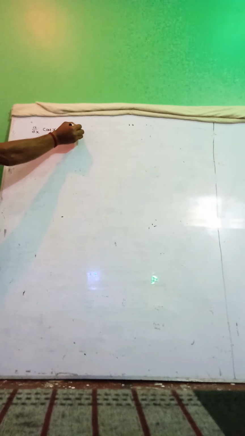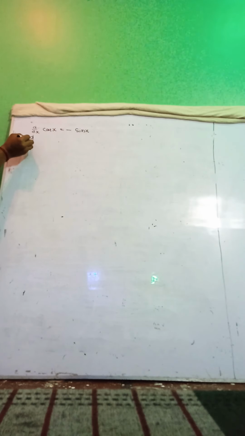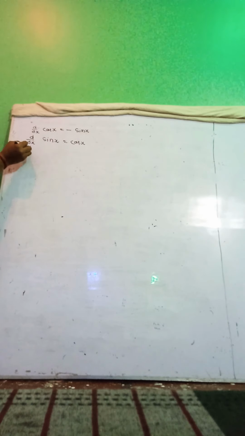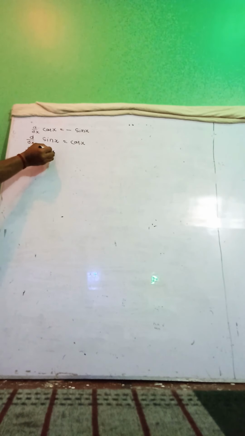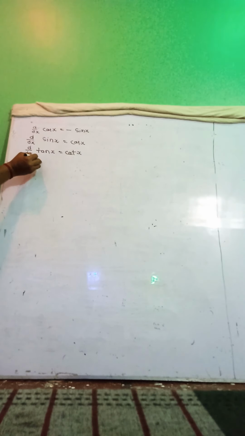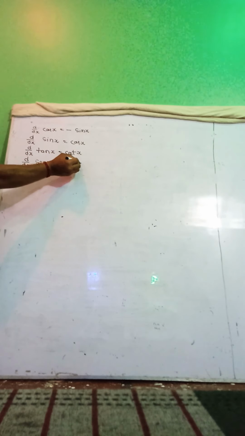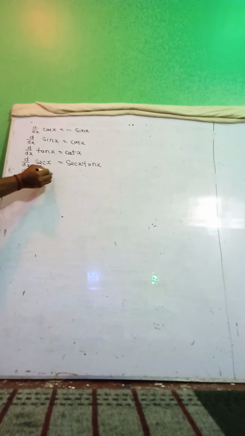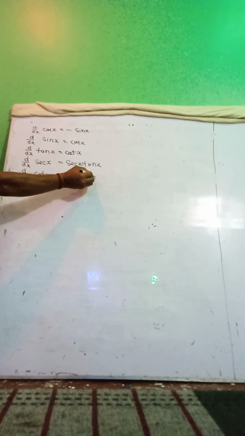We write some formula related to differentiation on board. d/dx cos x is equal to minus sin x. d/dx sin x is equal to cos x. d/dx tan x equal sec square x. d/dx sec x is equal to sec x tan x. d/dx cot x is equal to minus cosec square x.